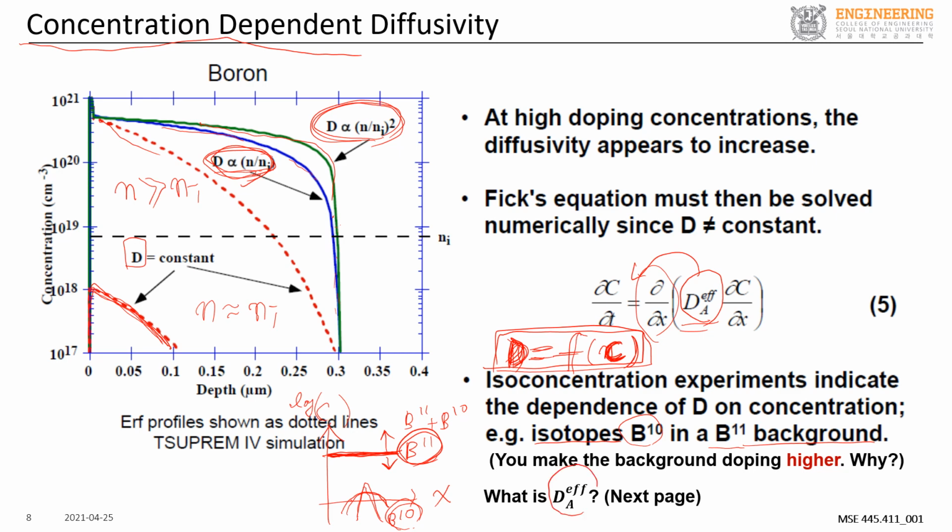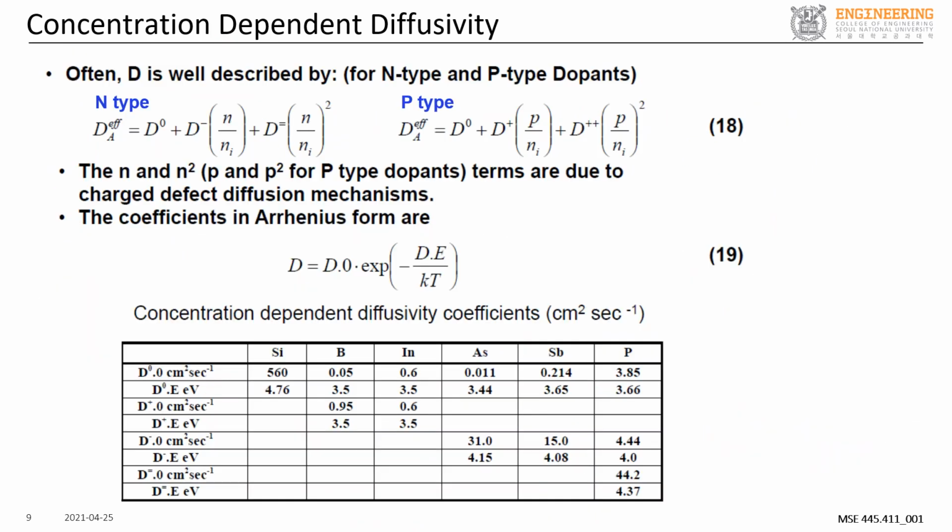So what's the actual equation for this? If you do this type of measurement, what was found is on the next page. And these are the equations people use to model it. For N-type dopants, they depend on the concentration of the electrons, like these. For P-type, they depend on the concentration of the holes.